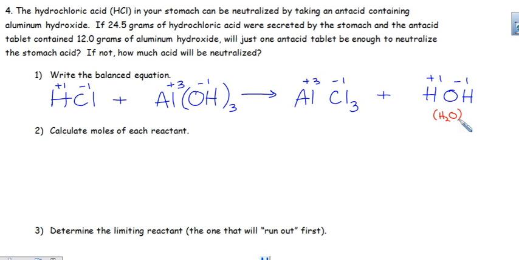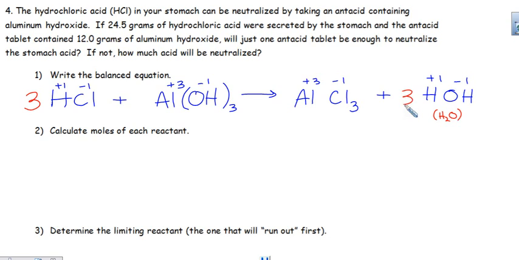Okay, so let's balance this puppy. Well, I know right away I'm going to need 3 chlorines, 3 hydrogen, and 3 hydroxide. And what do you know? Here's the hydrogen and the hydroxide. 1 aluminum, done. So I need the balanced equation. I need that ratio, the ratio of moles.